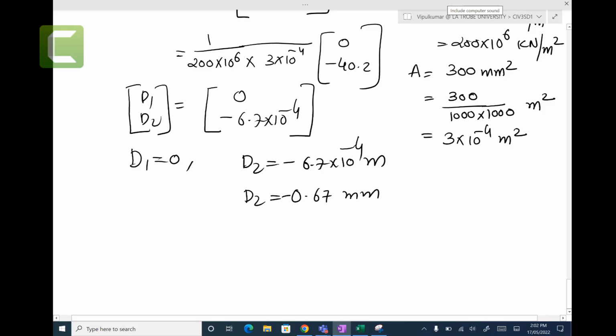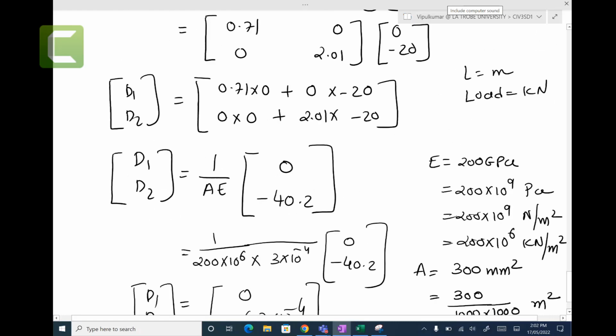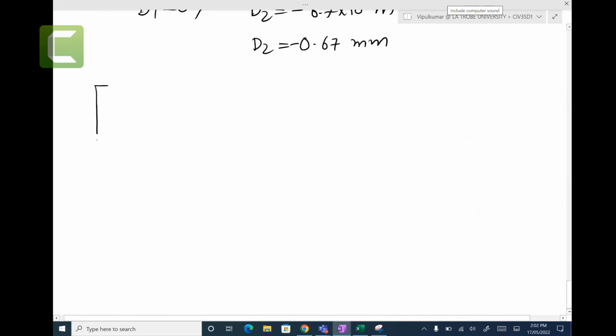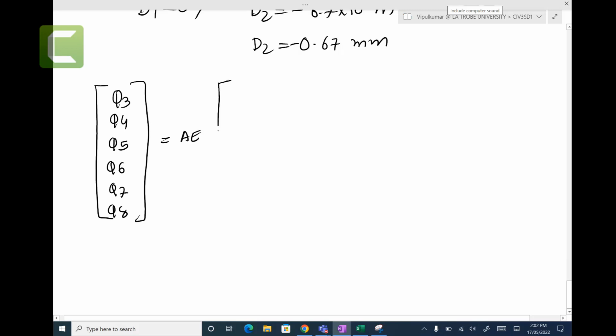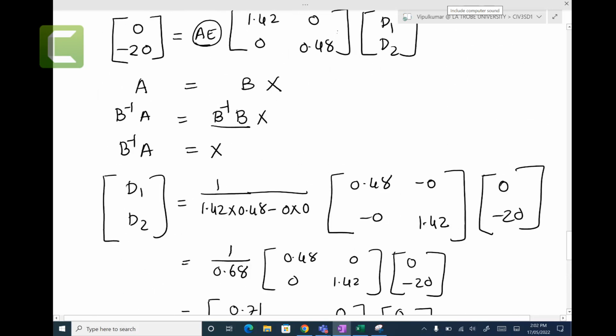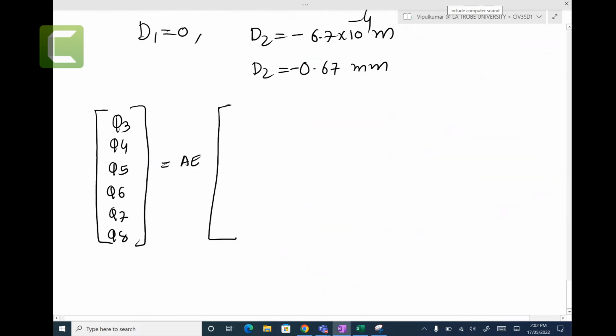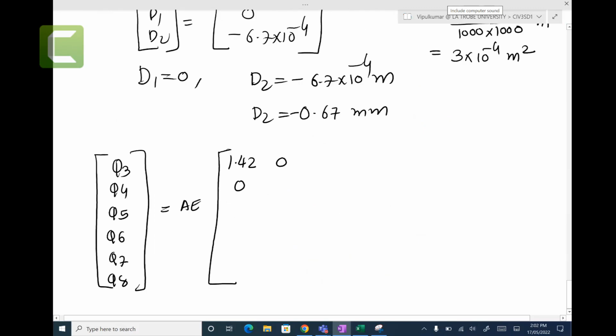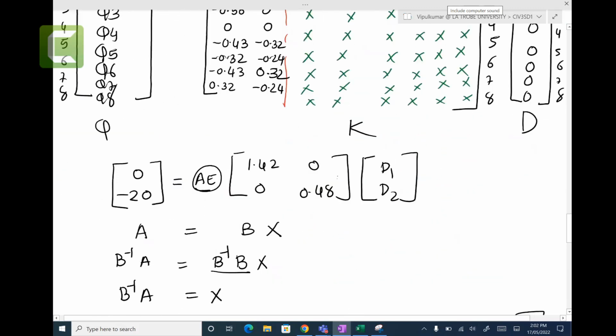So far, so good. Now we go back to this matrix again, and we take these rows, Q3, Q4, up to Q8, with the D1 and D2. So let's rewrite that. Q3, Q4, Q5, Q6, Q7, Q8, and AE. 1.42, 0, 0, 0.48.